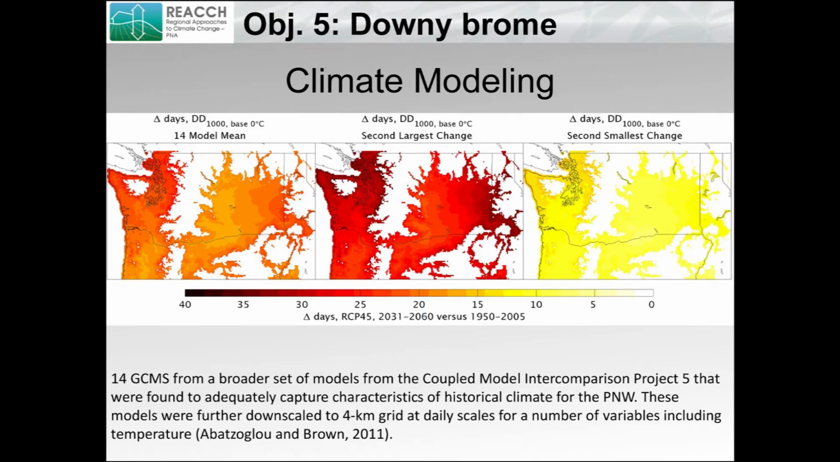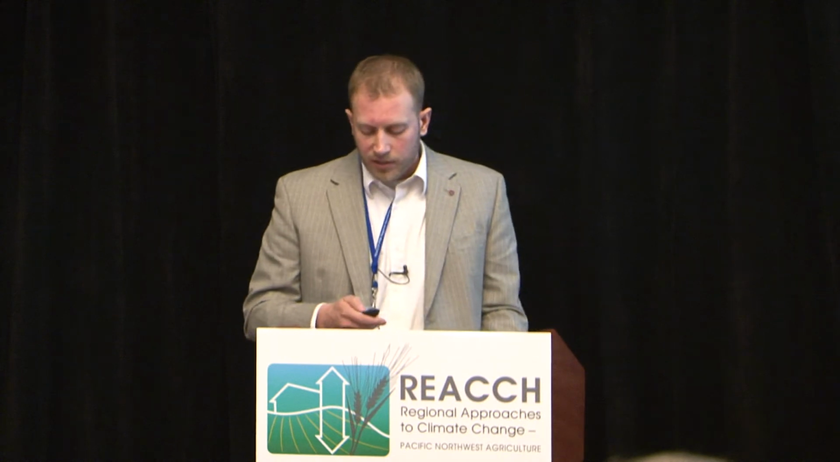So this left image is the mean of those 14 models. The image in the middle is the second largest change, and the image on the right is the second smallest change. Some of these models are showing 25, 35 days change in when mature seed is being set. But I think even more striking is all these models are showing advancement. This plant is going to be maturing a lot sooner than it has in the past with climate projection. So what's that mean?